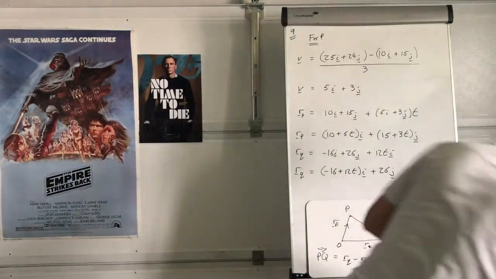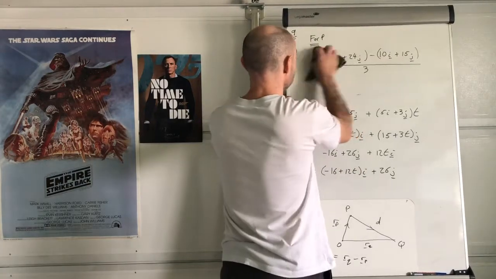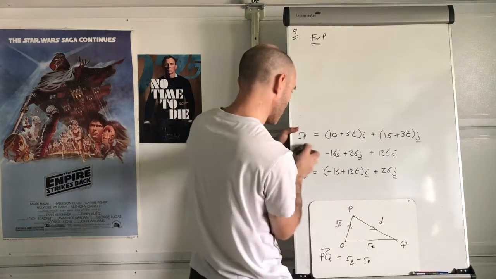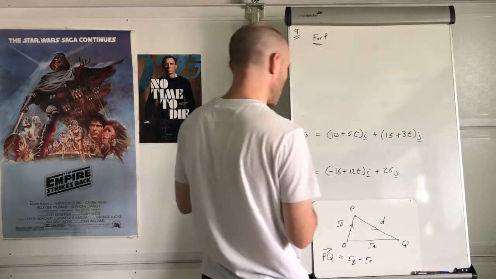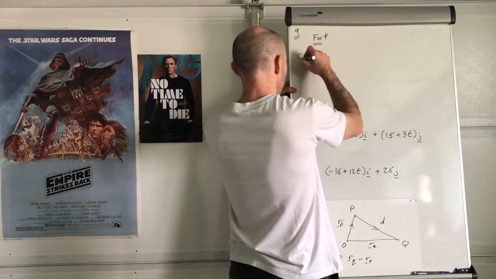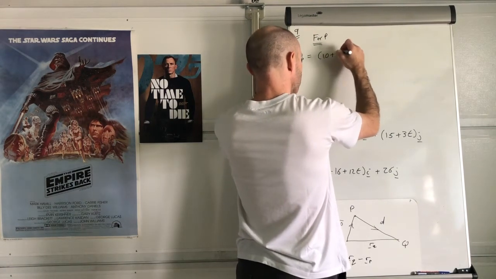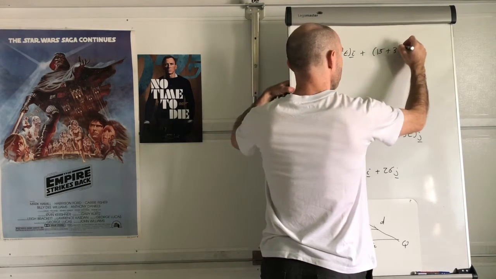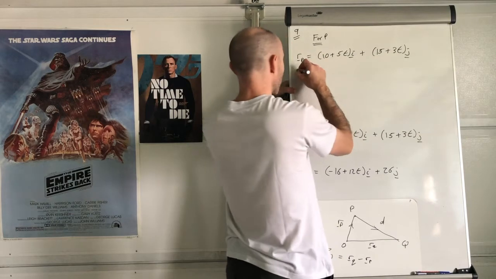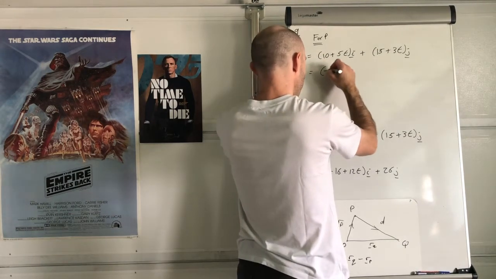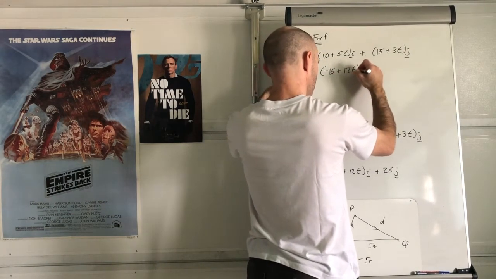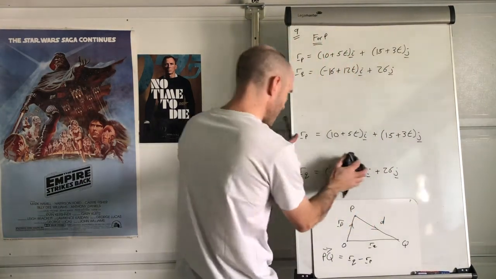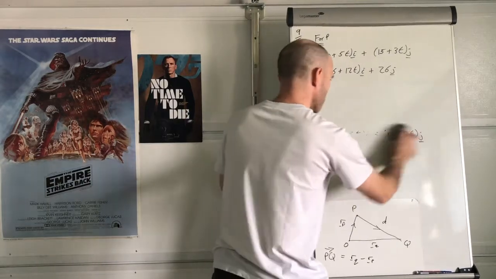Okay? What I'm going to do is I'm going to make a bit more space. So I'm going to rub off what I don't actually need. I don't need that anymore. Okay, and I don't need that. These are the things I do need. Okay, so maybe I'll just write those out again. So that's (10 + 5t)i + (15 + 3t)j. And for Q, it was (-16 + 12t)i + 26j. And then I can rub this off. It gives me some nice amount of space to work with.